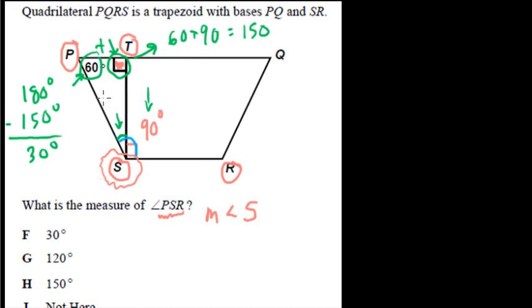So this angle right here is 30 degrees, and I want to know PSR, so I have to take this 30 and add it to this 90 to get the entire angle from here to here. So 30 and 90, let's see, add it together, I get 120 degrees. There's my answer choice right there, and that's how you do that.